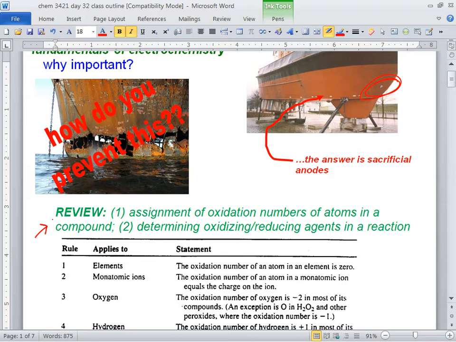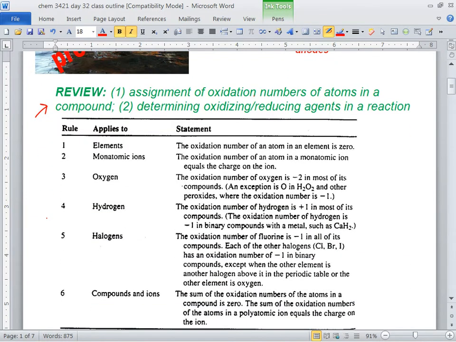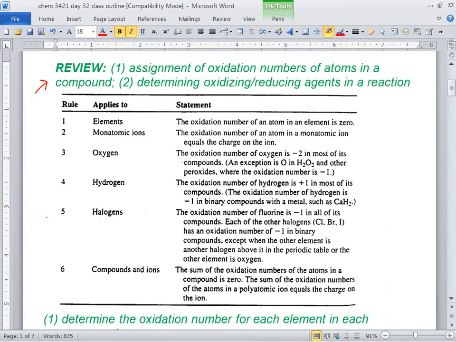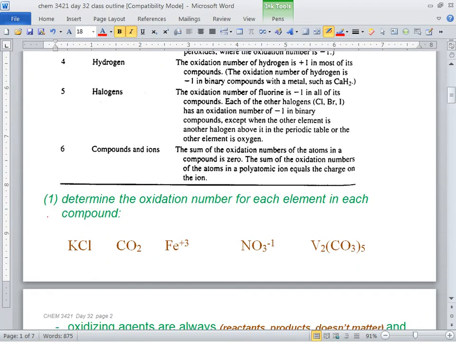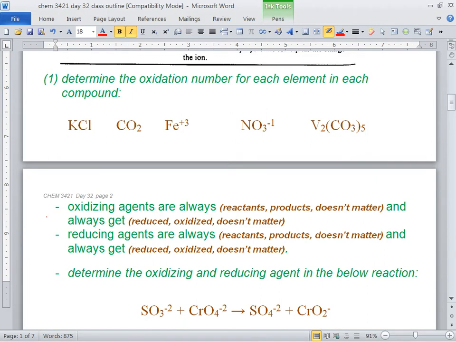Assignment of oxidation numbers of atoms in the compound. There are some rules. Determining oxidizing, reducing agents, that sort of thing. So here's the rules, let's see if you remember them. You've got them there in your notes, so you can read over them if you forgot. Marlena, we want to find the oxidation state of each element in potassium chloride. Okay. Where do you start? Do you remember this?